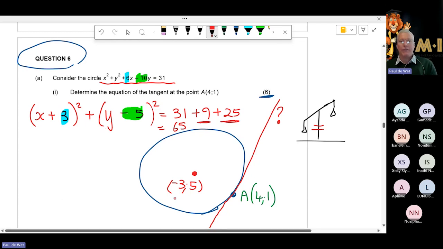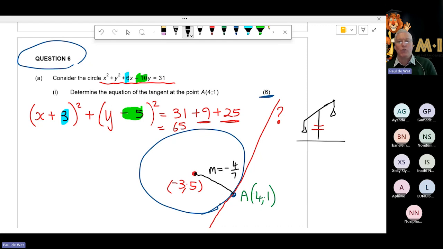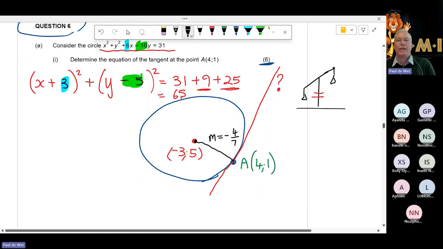All right, great. Now what did you do next? I determined the gradient of the radius. The gradient of this radius. Is it positive or negative? It's negative. What is it? Minus 4/7. Okay, well done. Guys, look at that. It's dropped down by 4, and it's run across by 7. Rise over run.